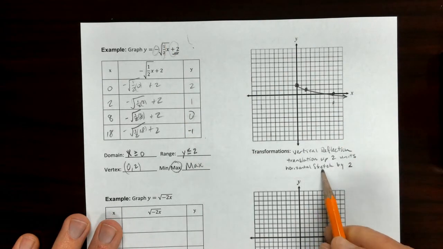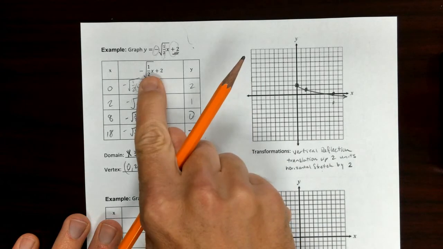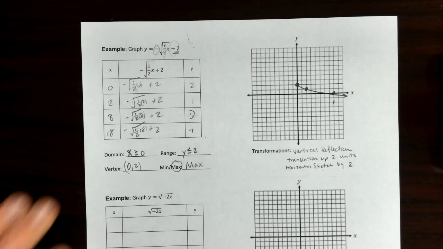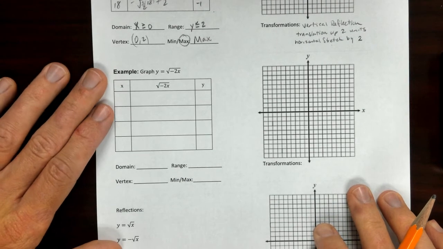So a horizontal stretch, again, that's the opposite, right? That's the opposite inside of the radical. All right, let's go to number 4, or the next example.